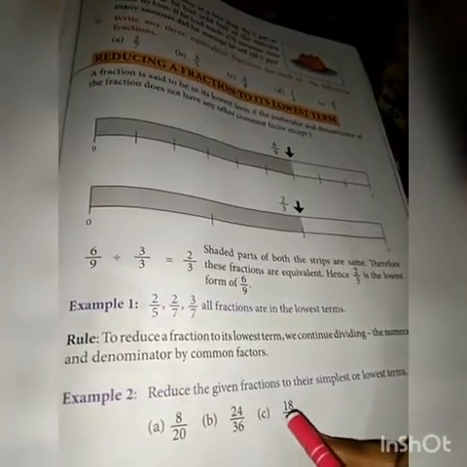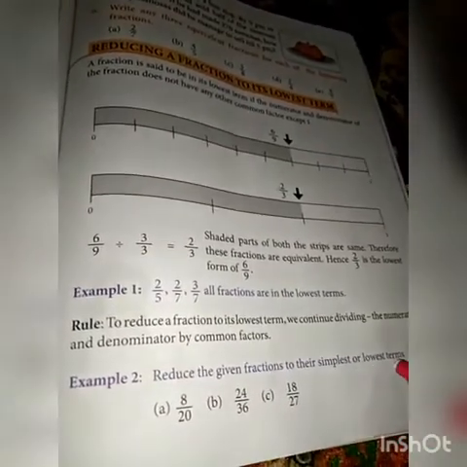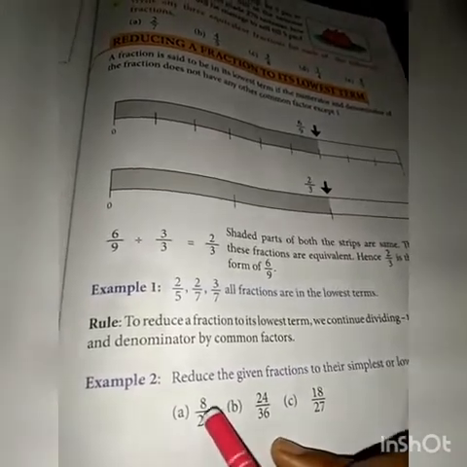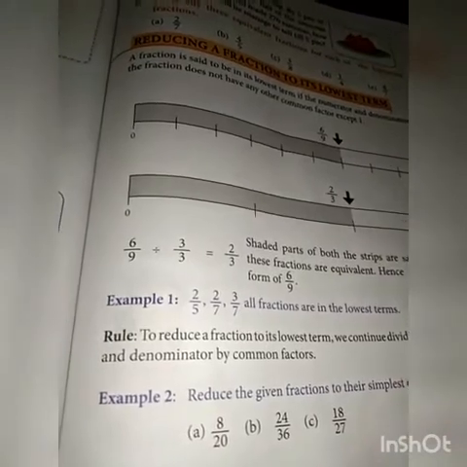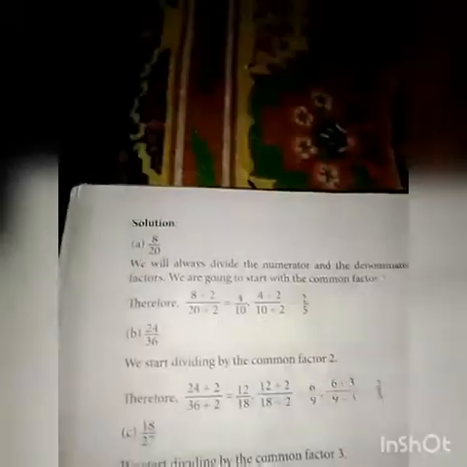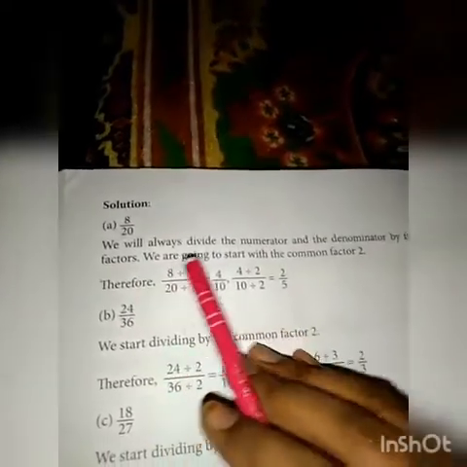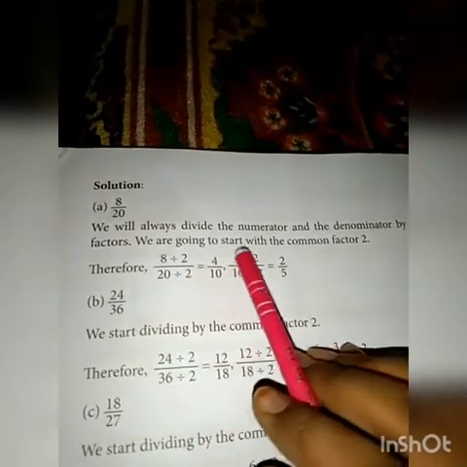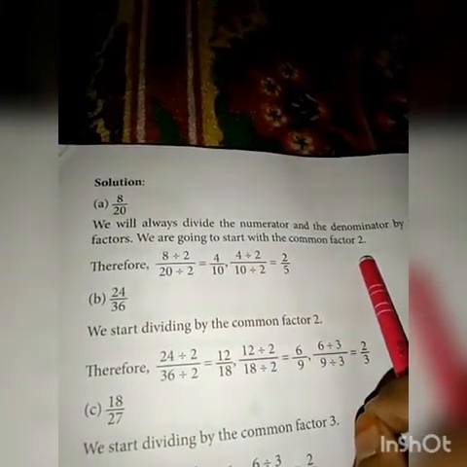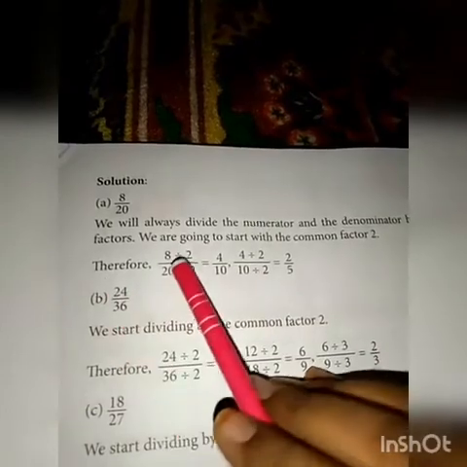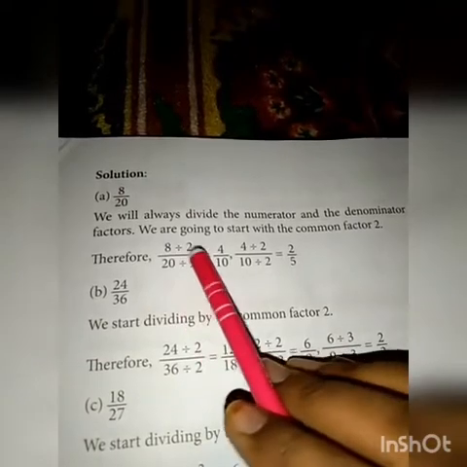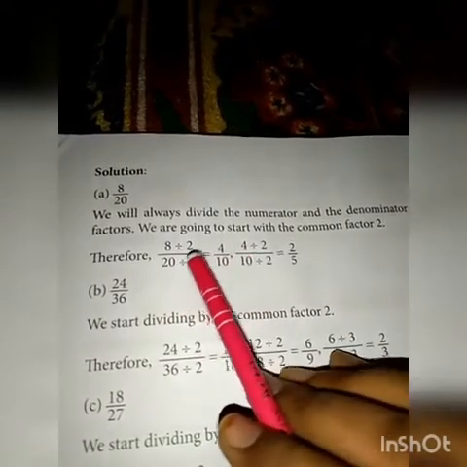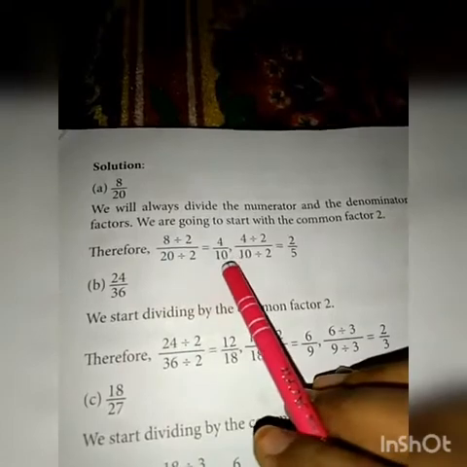Reduce the given fractions to their simplest or lowest term. Question A is 8 upon 20. Let's see the solution on page number 128. Turn your page, children. The solution is, we always divide the numerator and denominator by common factors. We start with the common factor 2. Always we start with 2. So 8 upon 20 divided by 2: 2 4s are 8, and 2 10s are 20.